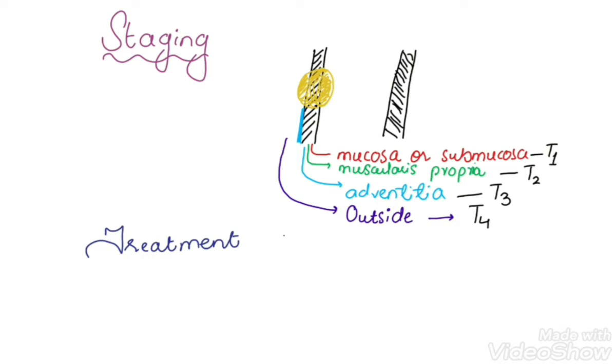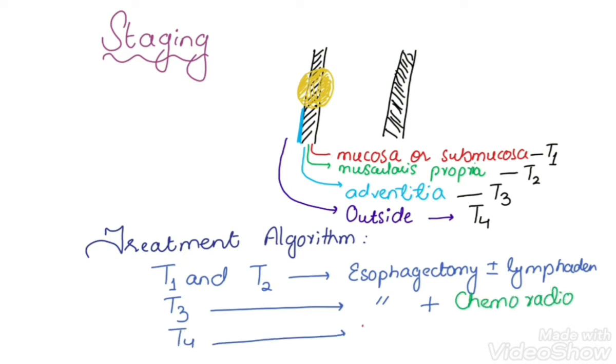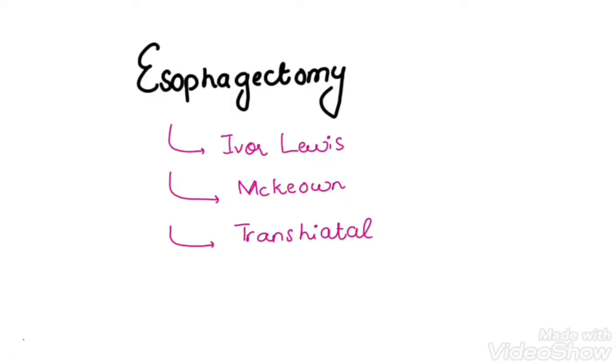Treatment is according to the staging. T1 and T2 involve esophagectomy with or without lymphadenectomy. In T3, we do esophagectomy with adjuvant chemoradiotherapy. And in T4, we only do palliative procedures. There are three approaches for esophagectomy: Ivor-Lewis, McKeown, and Transhiatal. In Ivor-Lewis, the anastomosis is done in the upper chest, whereas in the latter two, it is done in the neck.